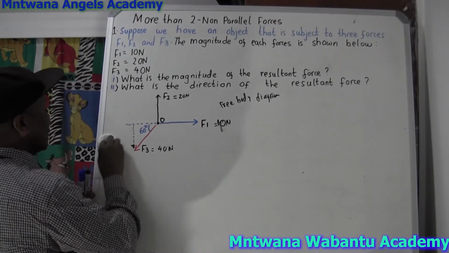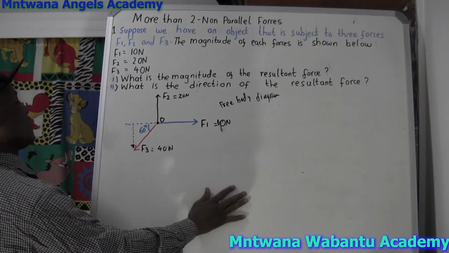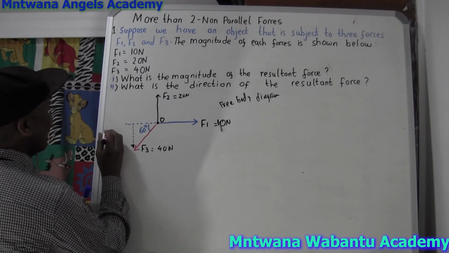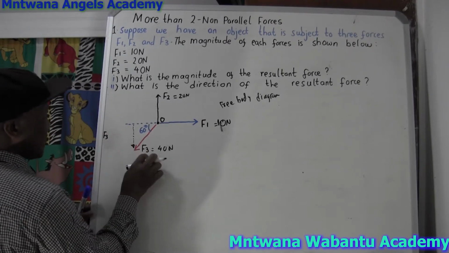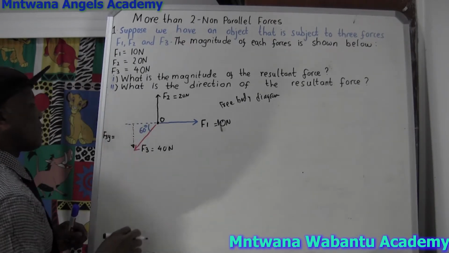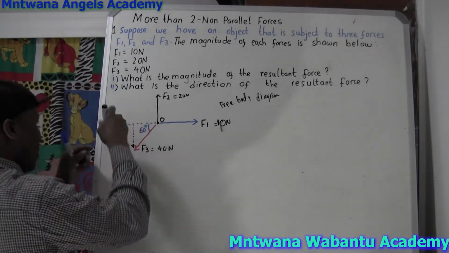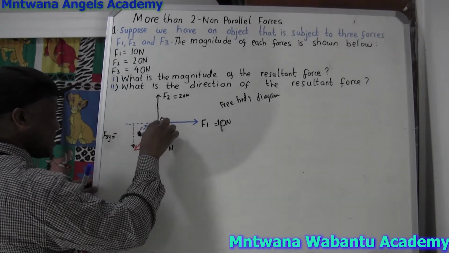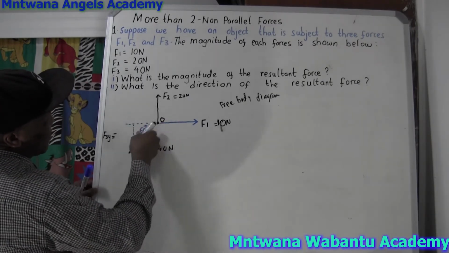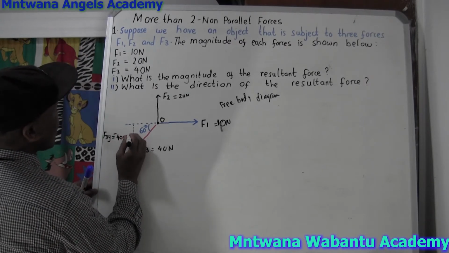Let me write all these components of the vectors here. I think it's going to be enough. So this is F3y, because vertical. Is it positive or negative? If this force moves this way, it's going to be negative, because it's down. We always take the hypotenuse, which is 40, and then sine of 60.